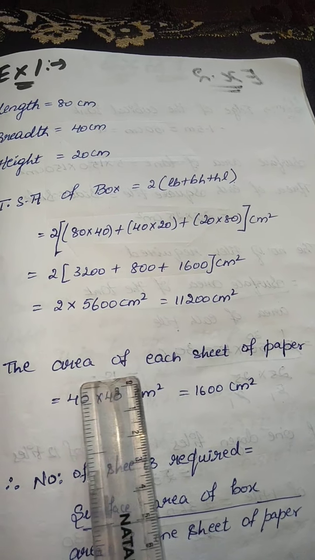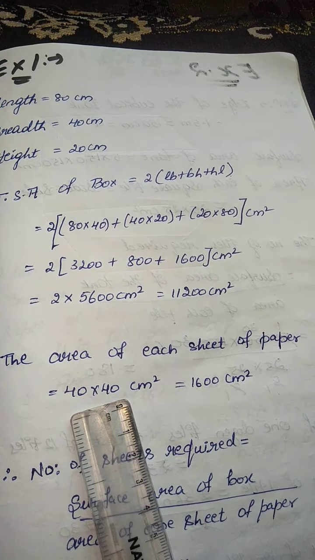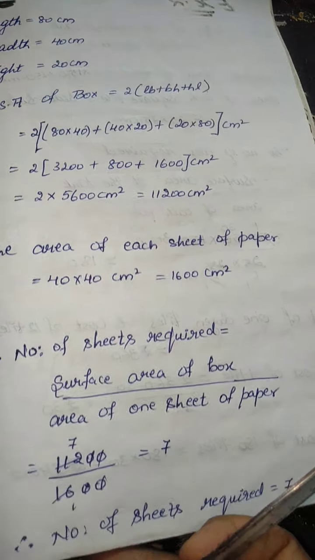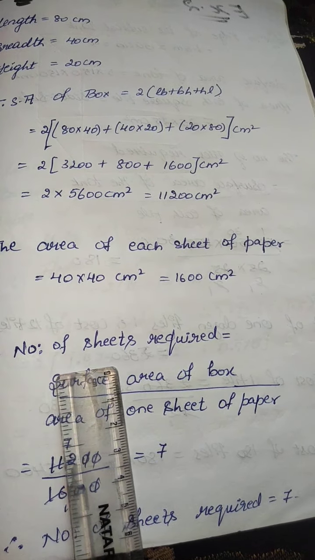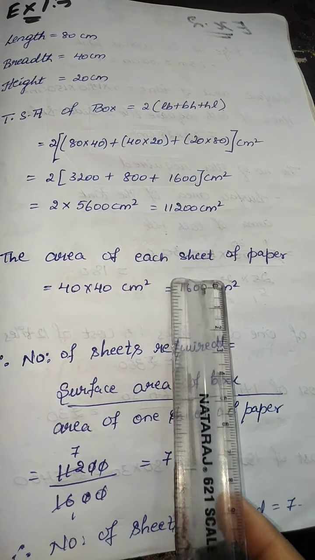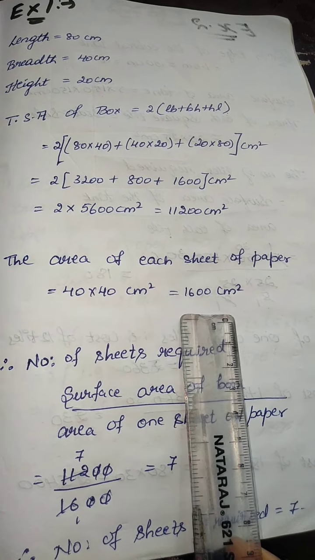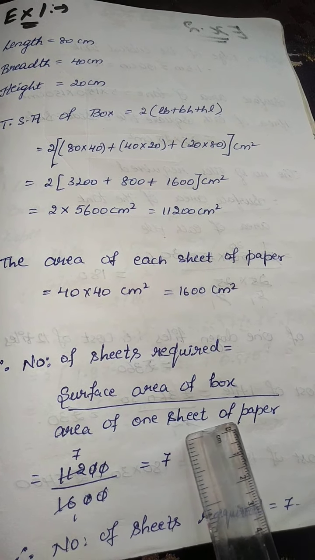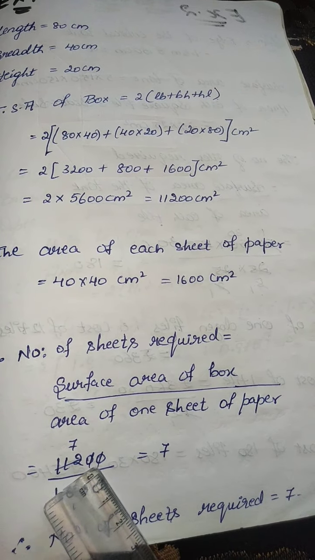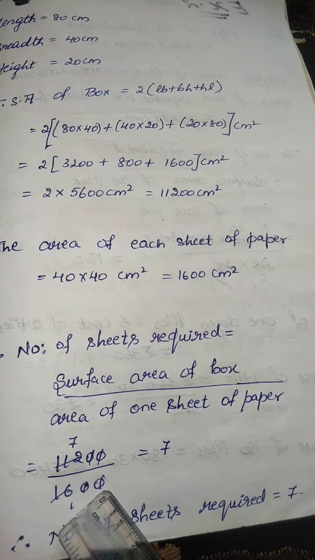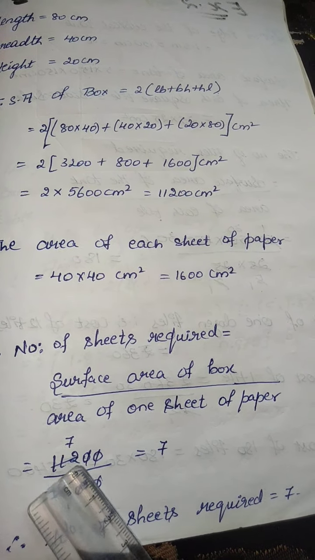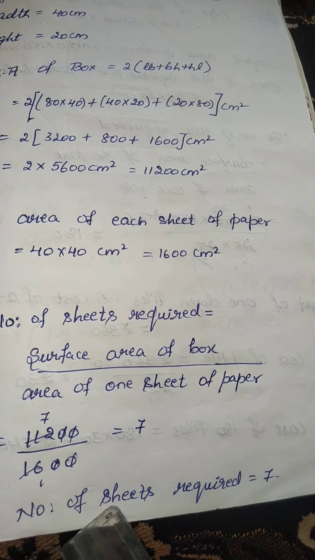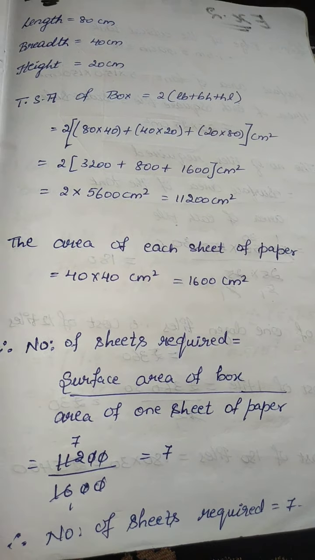The area of one sheet of paper is 40 centimeters square, that is 40 into 40, which is 1600 centimeters square. So total how many sheets do you require? I will divide the whole area by this 1600. Henceforth I can find out the number of sheets required: surface area of the box by area of one sheet of paper. Total surface area was 12000 divided by 1600. On cancellation, 0 gets cancelled, and 16 ones are 16, 16 sevens are 112. Hence the number of sheets of paper required is 7.